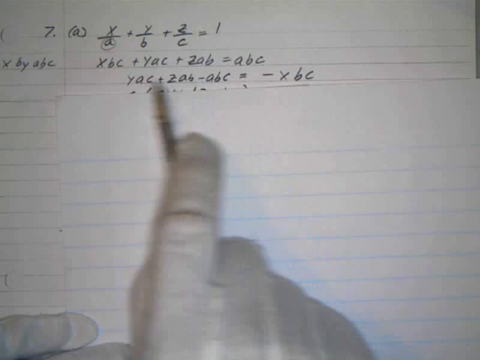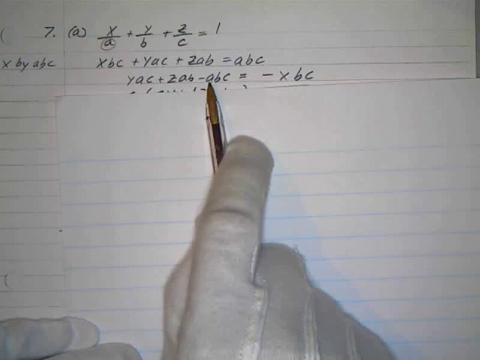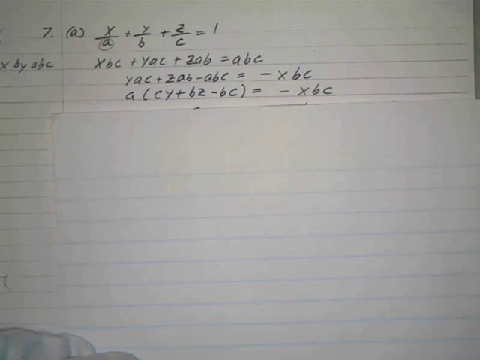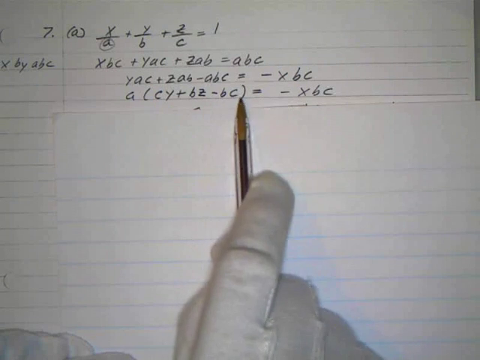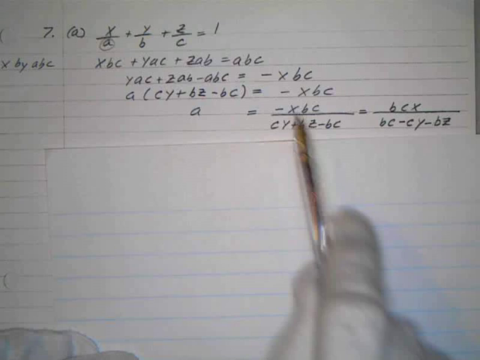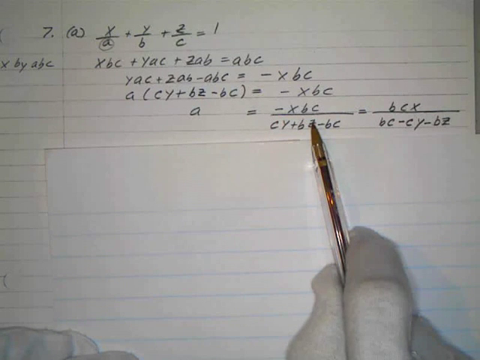Now I've got 3 A's here, but I just want one A. I want A equals, so I just factor out the A. And then I can just divide both sides by this trinomial, and now I have my A. Now this answer is correct, but in the book they have things jiggled around a little bit, or jumbled around.